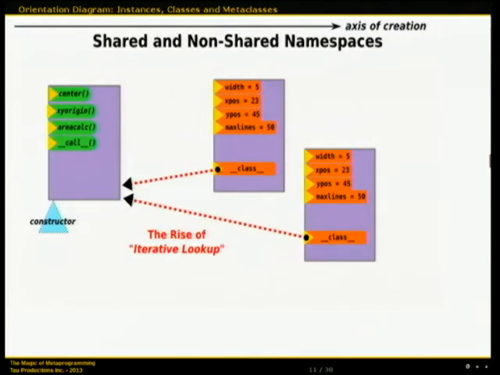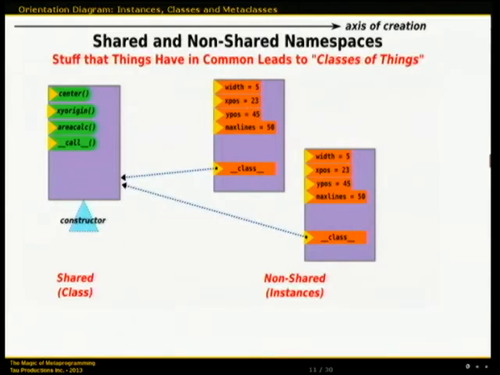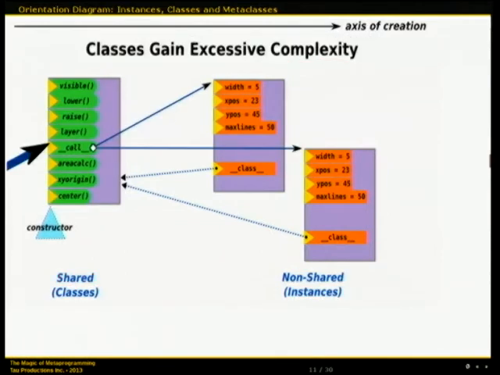And this was the rise of iterative lookup, because now it means that we can't simply look in one namespace. We have to look here, then look here, maybe look here. And so we start poking around and walking along namespaces. And this led to classes: the things that instances have in common lead to classes of things. So suddenly these shared things were the things that these instances had in common, and we would call that a class. And the other ones would become instances. So anyway, this is pretty obvious here.